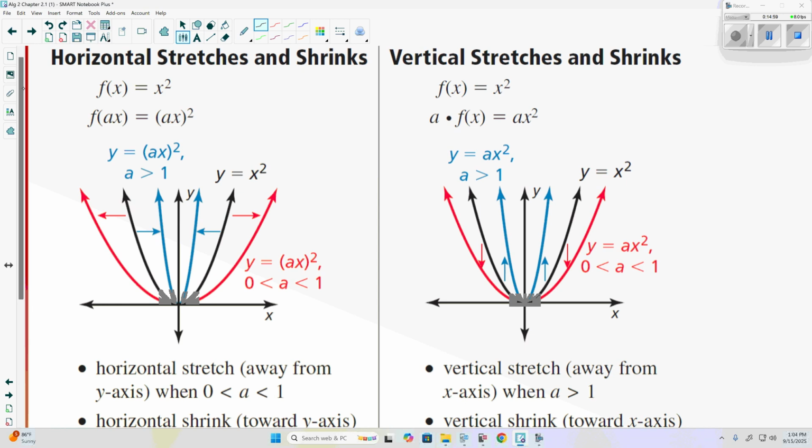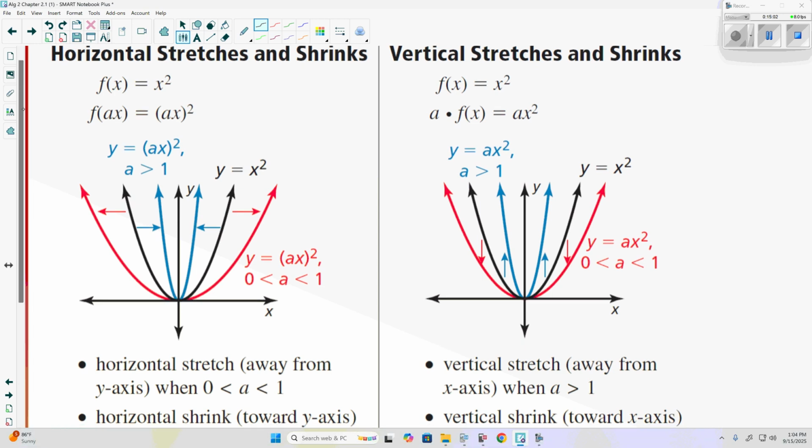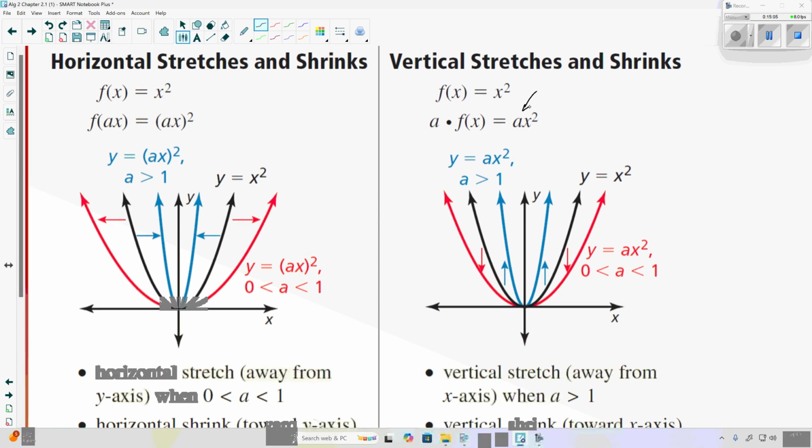Vertical stretch or shrink, we've talked about this before. If that value of A is greater than 1, it is a vertical stretch. If that value is between 0 and 1, it is a vertical shrink. And we felt pretty comfortable with those there. The one that's a little tricky is horizontal stretch or shrink.